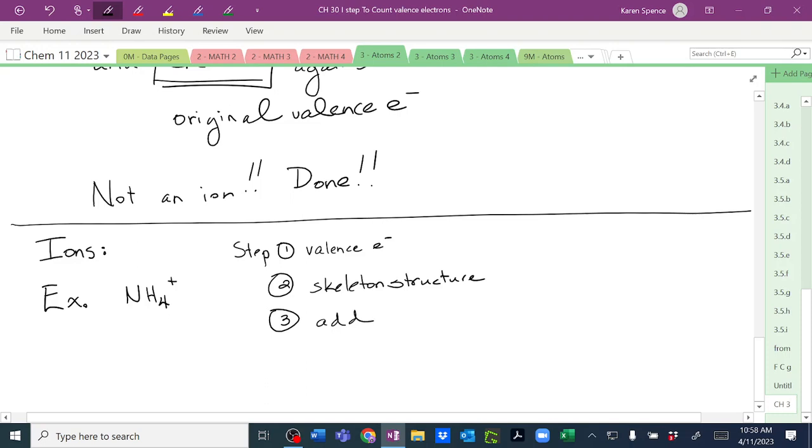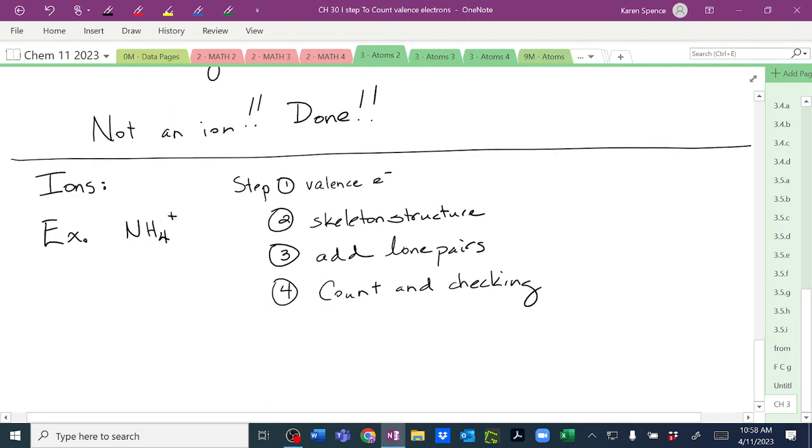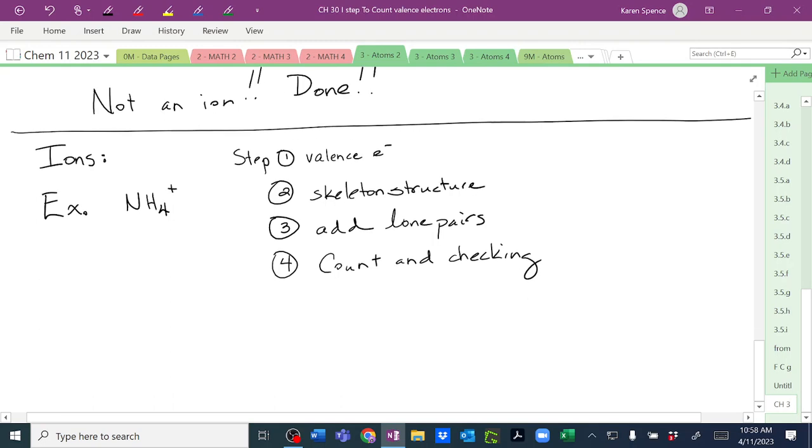Okay, valence electrons, skeleton structure. What am I adding in step 3? Lone pairs. And what am I doing in step 4? I am counting and checking. Okay, we're going to just go up to step 4 for now, because we'll worry about the next ones later, but those are your first 4 steps. Those will be the same for every single structure, okay?